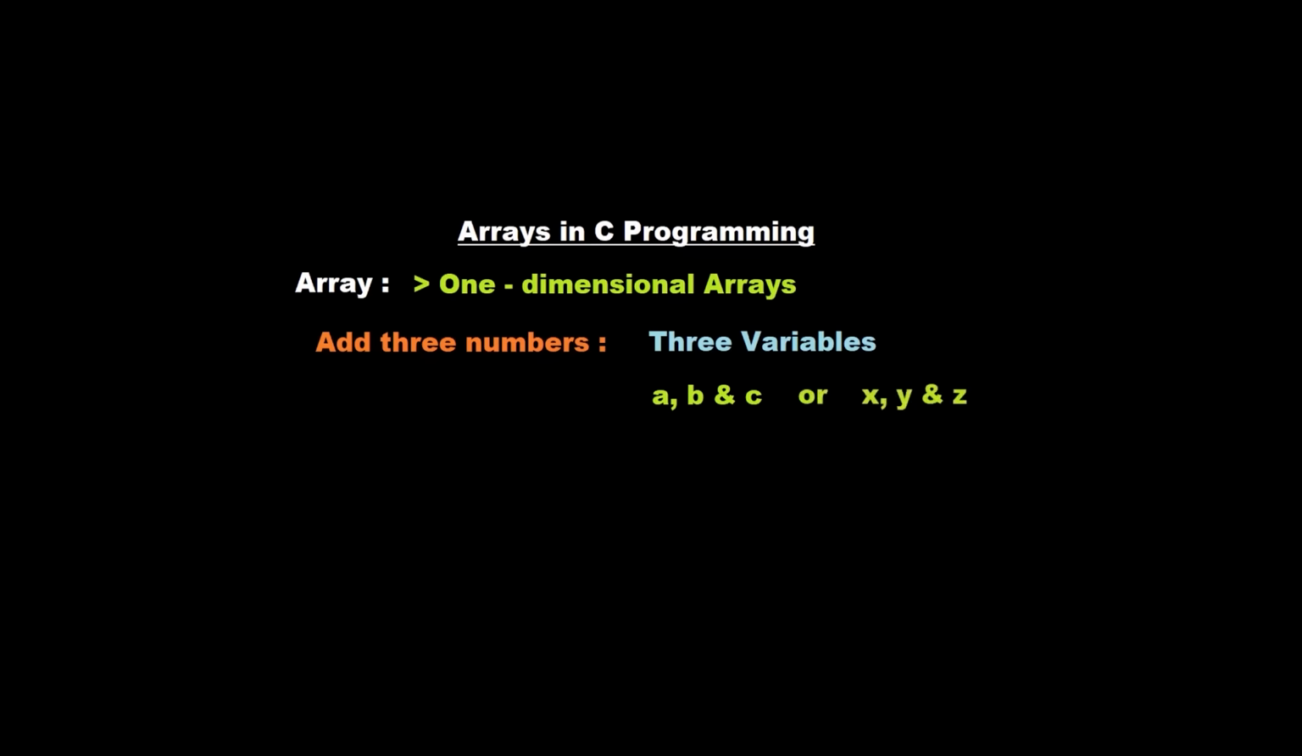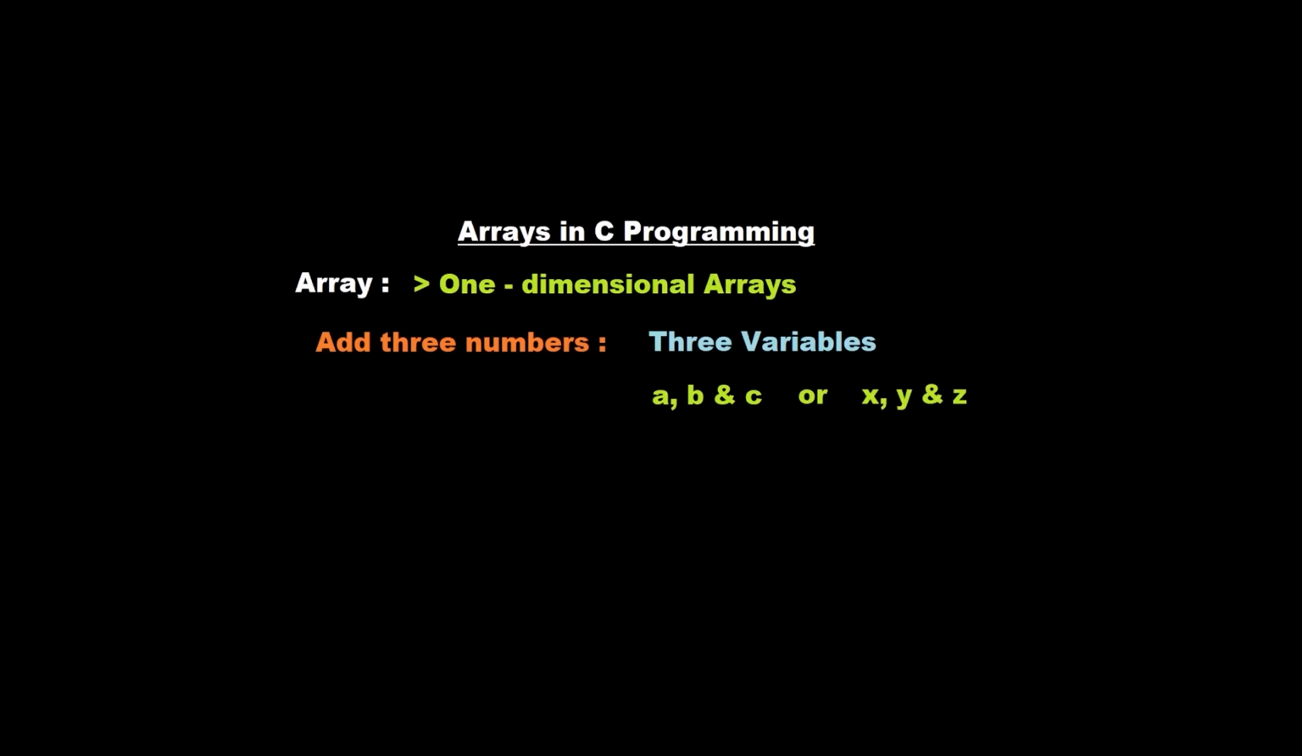Okay, let me give you an example. Suppose I want to add 3 numbers. Let me think about 3 variables. In my mind, I might be thinking of A, B, and C as the 3 variables. And what did you think about? You might also have thought about A, B, and C, right? Or else we can think about X, Y, and Z.